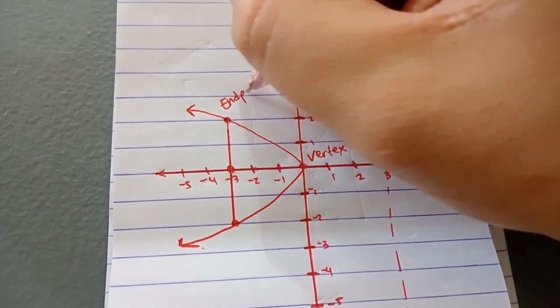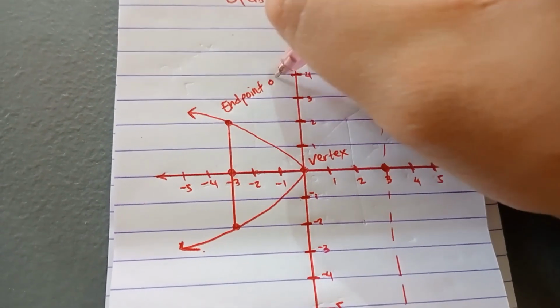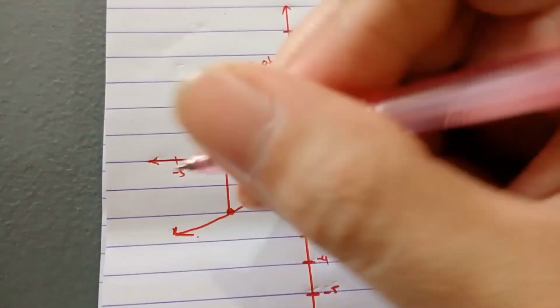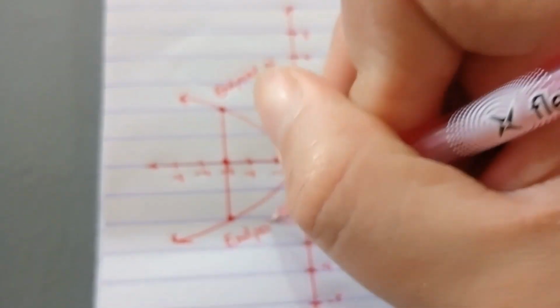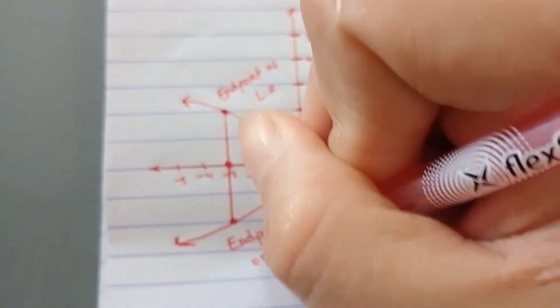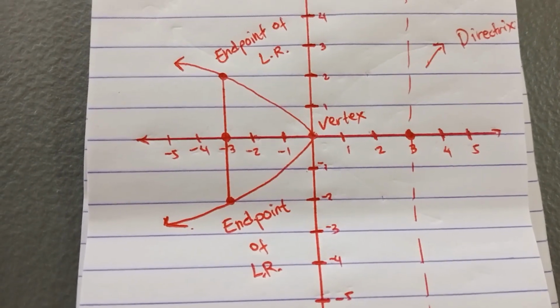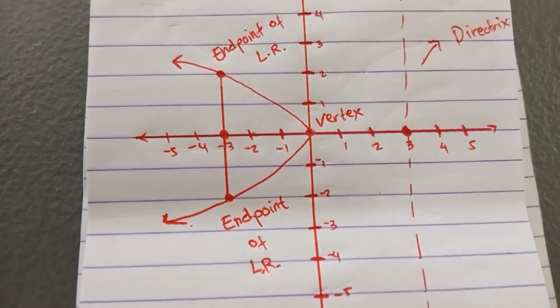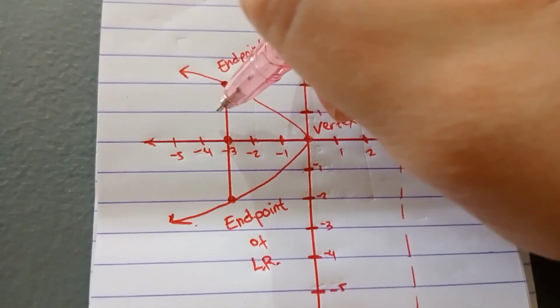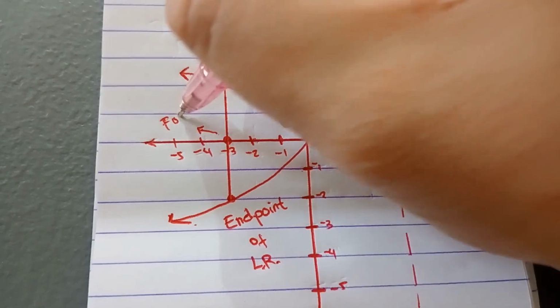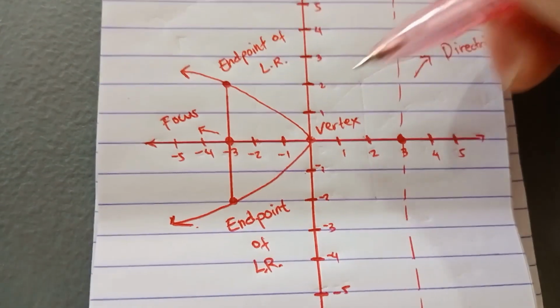Then endpoint number 1, endpoints of latus rectum. Then downward we have another endpoint of latus rectum. Endpoint 1 and endpoint 2. This is the possible graph of a parabola that opens to the left. Okay. Then we have the focus located at the center of the vertical line.